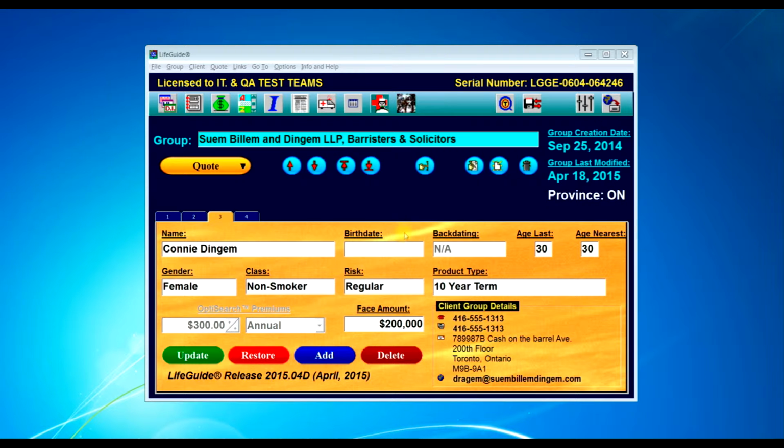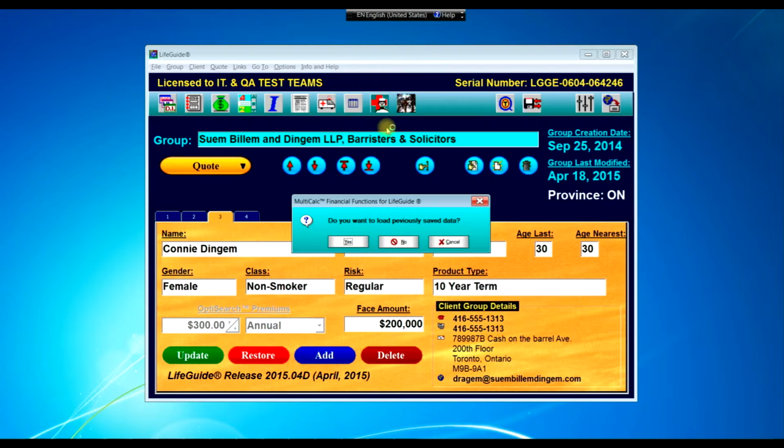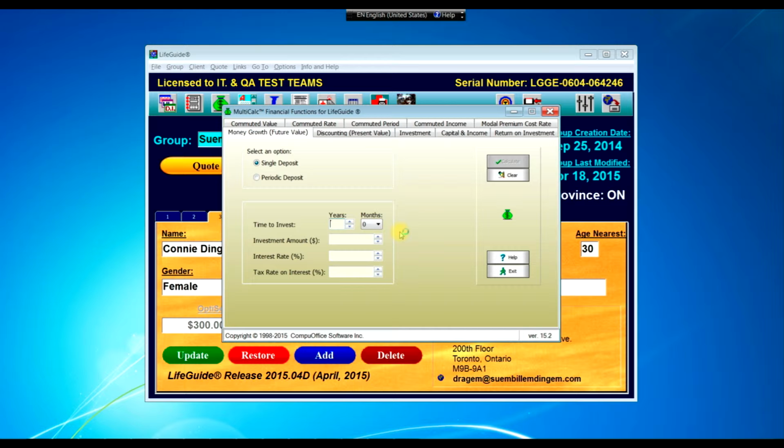So we'll now proceed to the commuted value function. To do that, we first of all go to the green money bag icon at the main screen of LifeGuide. We click on that and we select multi-calc functions. And I'll say no in this case. And I'll pick commuted value.